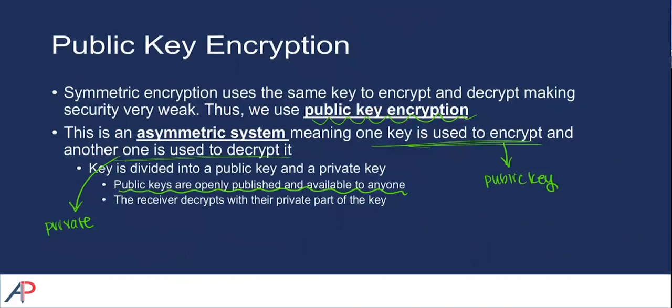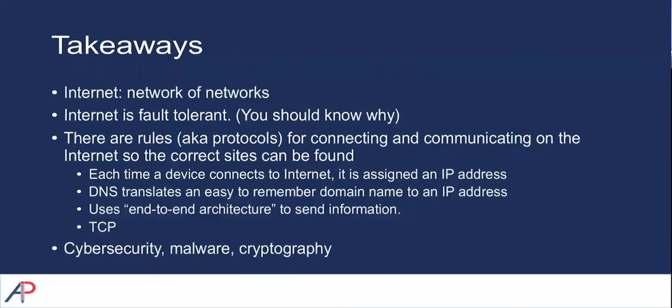So that is the system that is mostly used today. We use public key encryption as opposed to a symmetric encryption because it provides more security. It is more difficult for someone to decrypt into a message or into text that they can understand. So yes, the receiver decrypts with the private part of the key. And that is going to be it for today's lecture. I think I have some summaries.